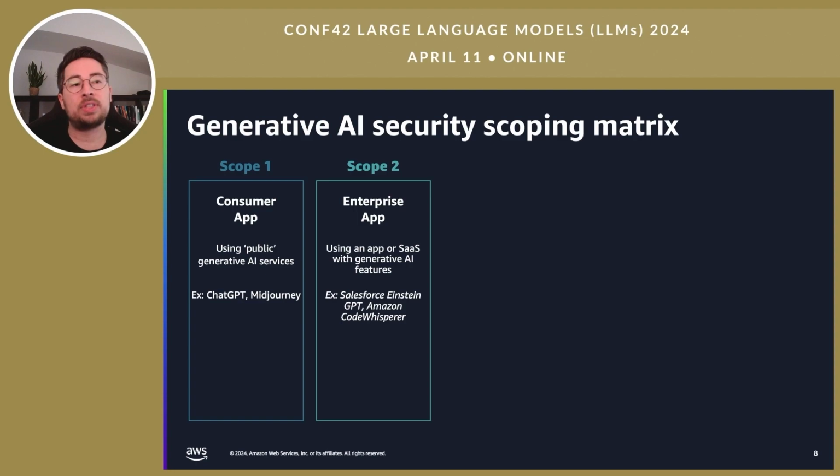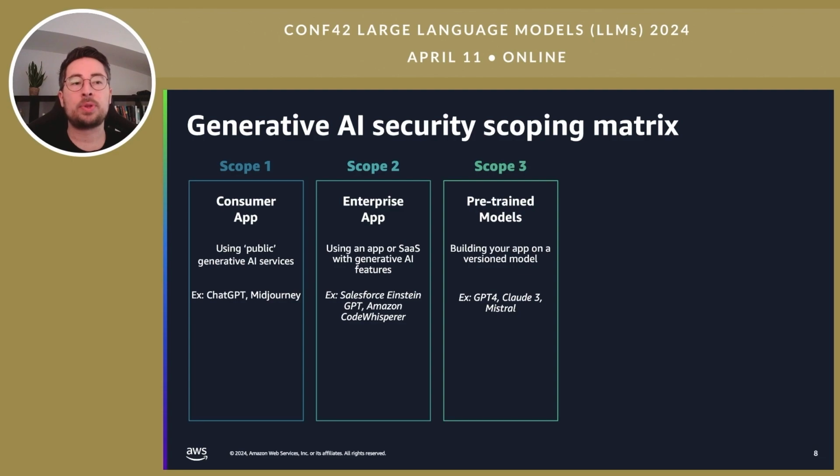We think of the difference in how to build it as which models you use, so which large language model you are using within your application. With scope 3, we think of it as using pre-trained models within your generative AI application. This could be things like GPT-4 that you use or Claude 3.